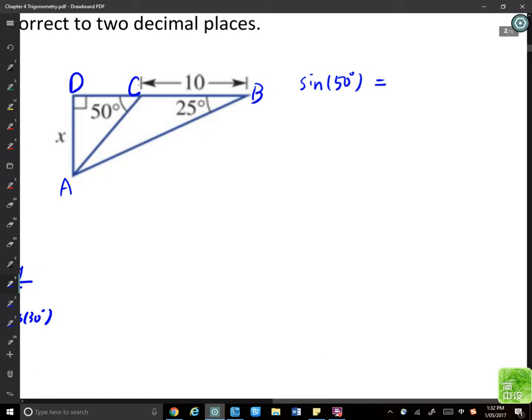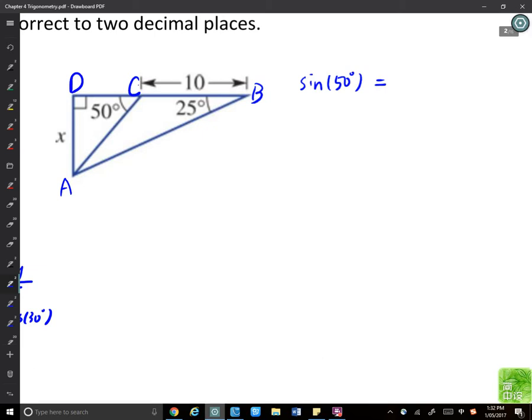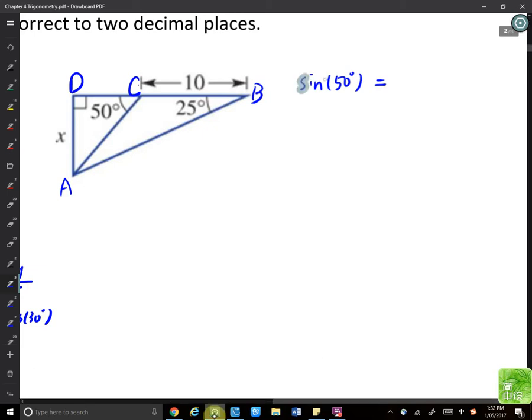Then let's not use sine. Let's use something else. Oh, the square thing. You can't do the square thing.